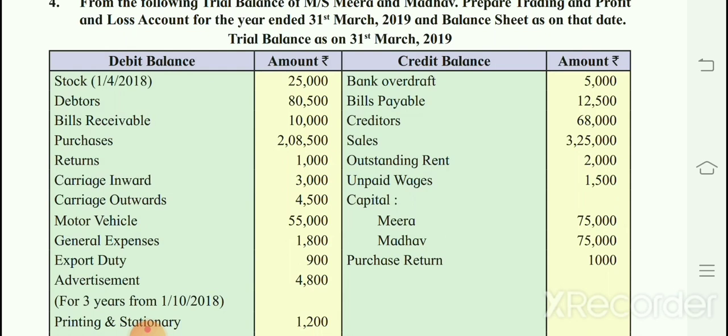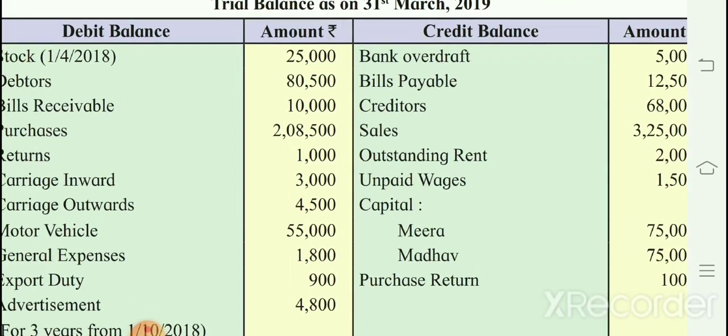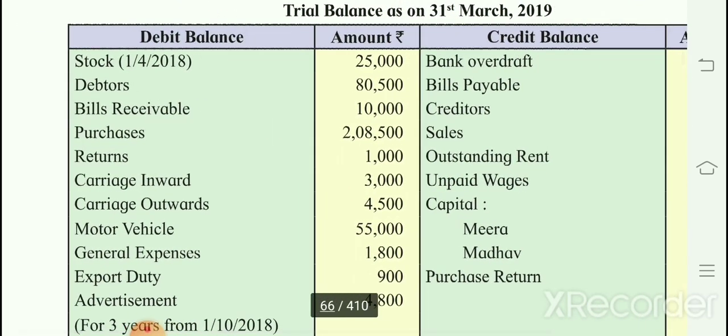See the debit side of trial balance first. Stock of 1st April 2018 is given to us. It will be posted to debit side of trading account by rupees 25,000. Debtors on asset side by rupees 80,500. Bills receivable on asset side by rupees 10,000. Then purchases will be recorded on debit side of trading account by rupees 2,08,500.